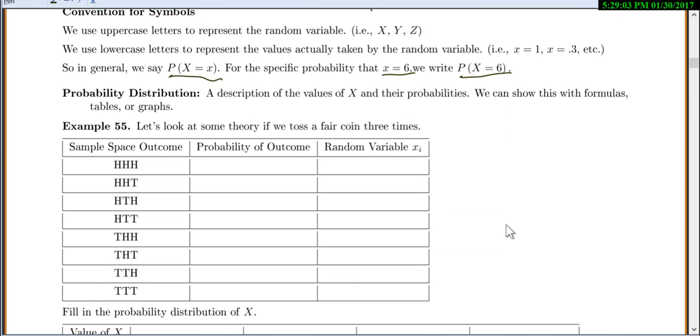So the next thing you have to know how to do is find a probability distribution. And that's some way to describe the values of x and their probabilities. We could show this with formulas, tables, graphs. There's lots of different ways to show it. So first let's look at some theory.